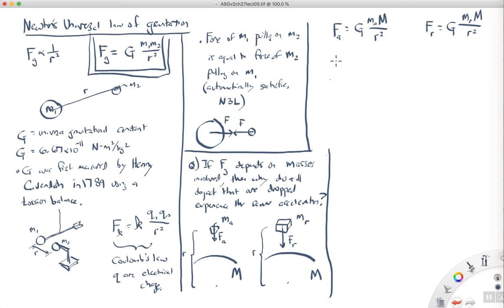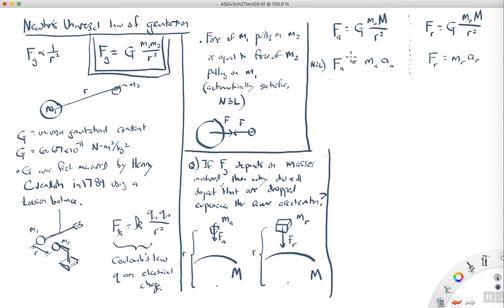Well, let's go to Newton's second law. The force acting on the apple is going to be equal to the mass of the apple times the acceleration of the apple. And likewise, the force acting on the rock is going to cause that rock to accelerate. Okay? So I'm treating these cases separately in these columns. Now, this is Newton's second law right here, right?